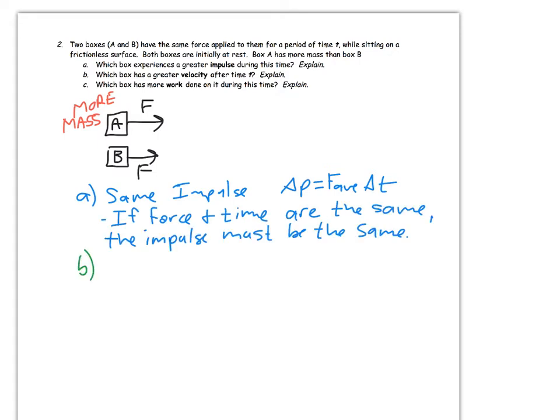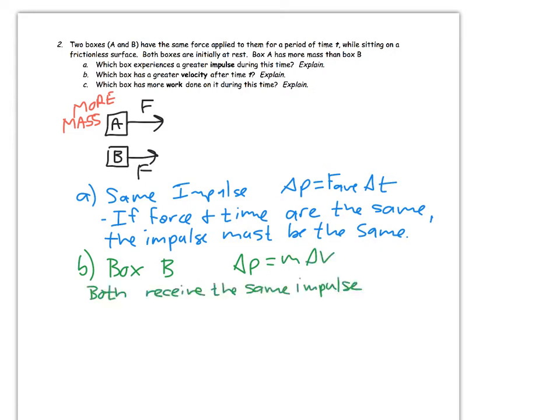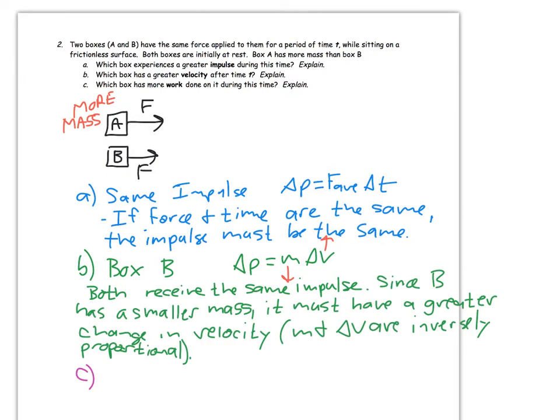For B, we want to know which one has a greater velocity after time t, and that's going to be box B. We know from part A that they have the same impulse, and we also know that impulse is equal to mass times the change in velocity. So since box B has the smaller mass out of the two, it must have a greater change in velocity, and therefore is traveling faster after this period of time t. Whereas box A has more mass, so it's going to have a smaller change in velocity.